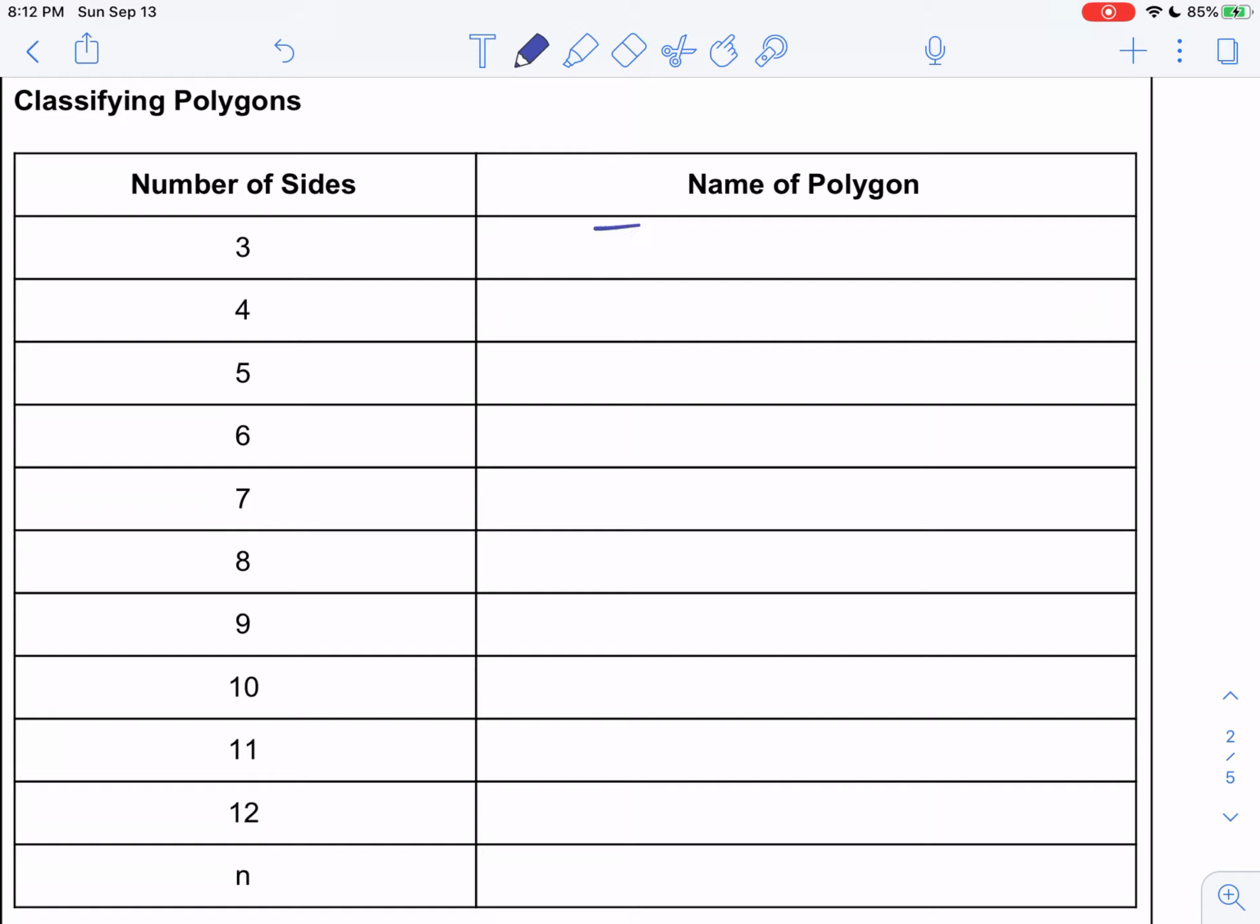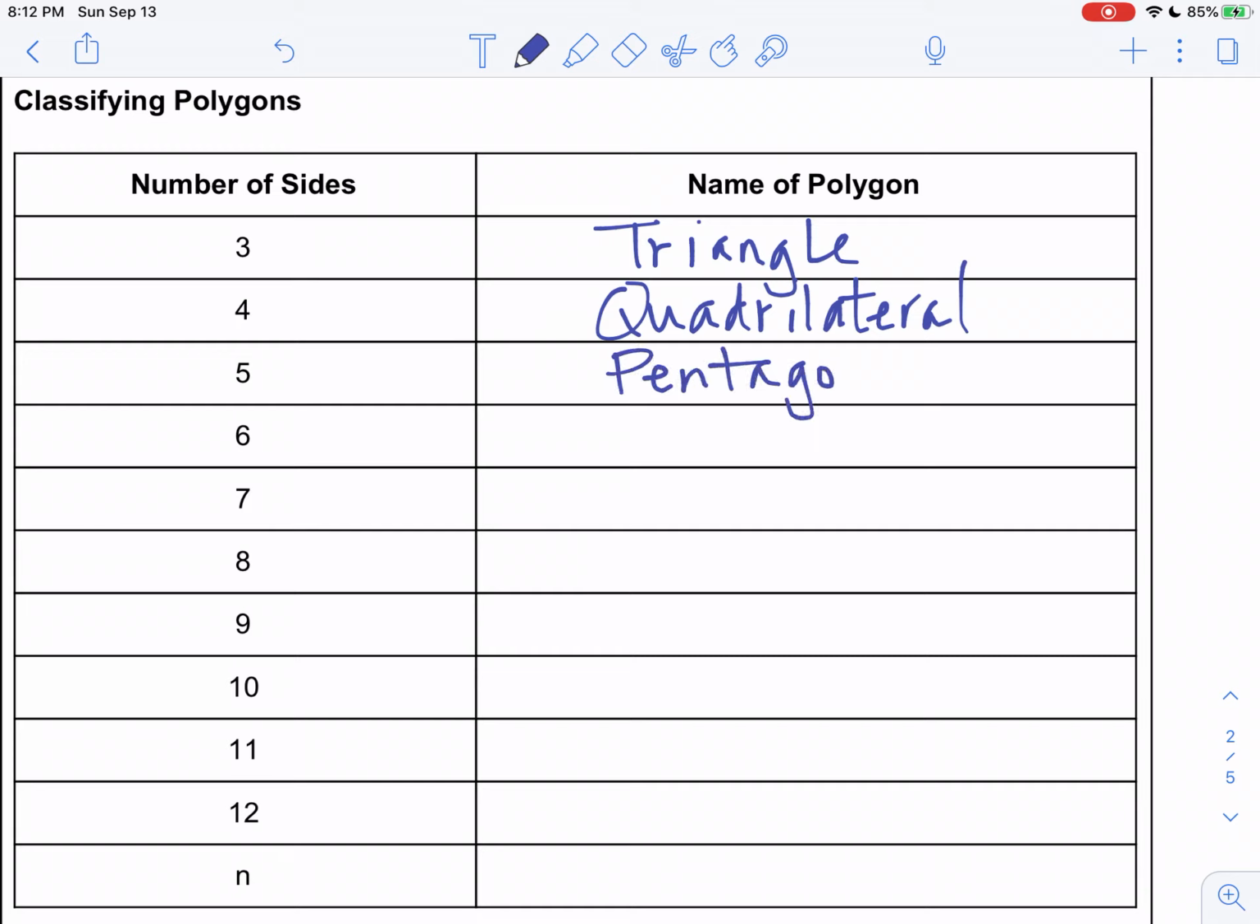All right, so a three-sided figure is known as a triangle. A four-sided figure is known as a quadrilateral. Oftentimes people are telling me that this is a square or a rectangle. Those are specific types of quadrilaterals. A five-sided figure is known as a pentagon. 6 sides is known as a hexagon.